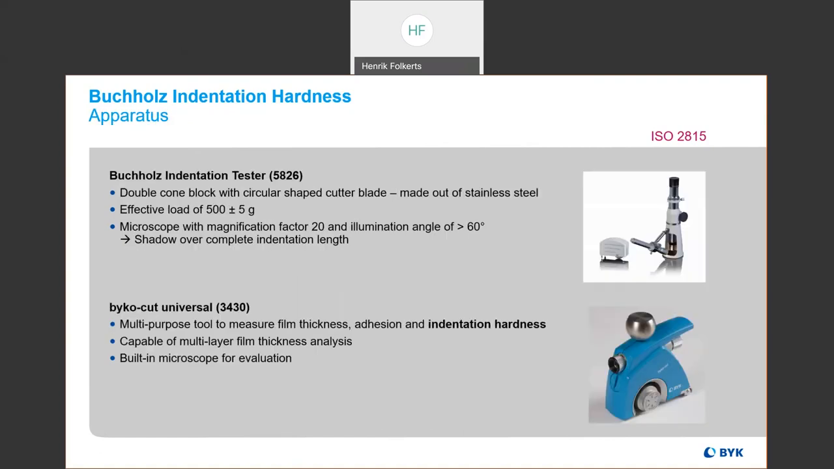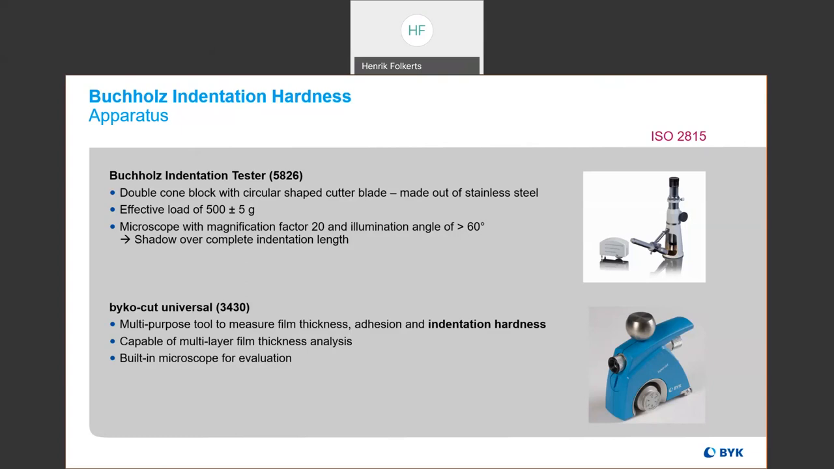The instrument we offer to perform the Buchholz indentation hardness test is shown in the picture. This picture shows the Buchholz indentation tester, as you can see. It's a double cone block, and the effective load of the instrument is 500 grams according to ISO. We also offer a microscope that has a magnification factor of 20 and an illumination angle of more than 60 degrees. Thus, you can see the complete indentation length fully illuminated.